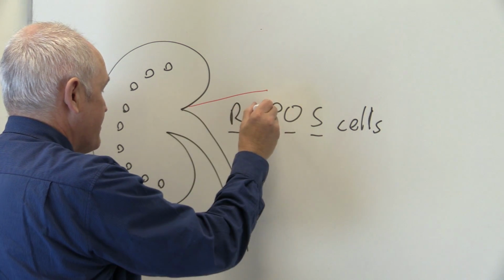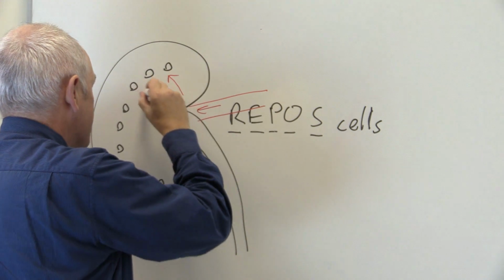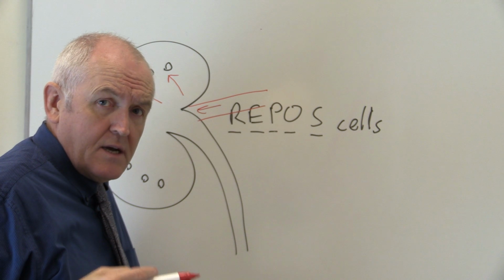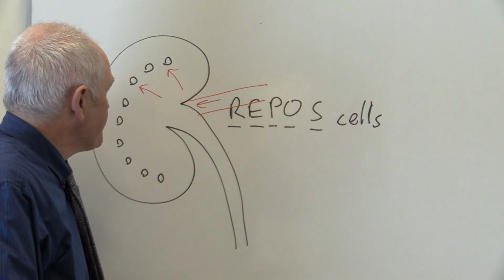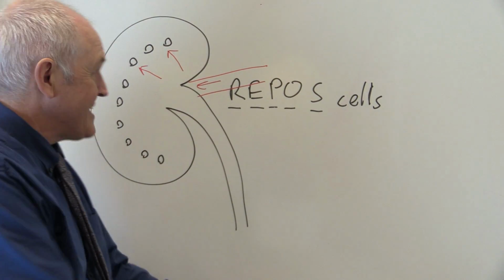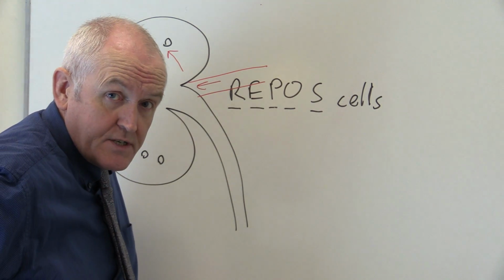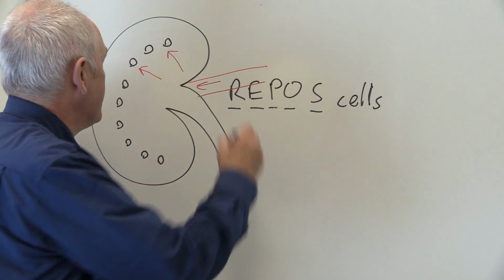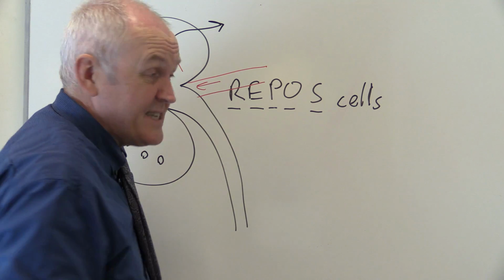So there's a good blood supply to the kidney in the renal artery. That blood is perfusing the kidney. And these REPO cells are detecting the amount of oxygen in that blood. Now, if the oxygen levels as detected by the REPO cells reduces, then these REPO cells respond by producing erythropoietin.